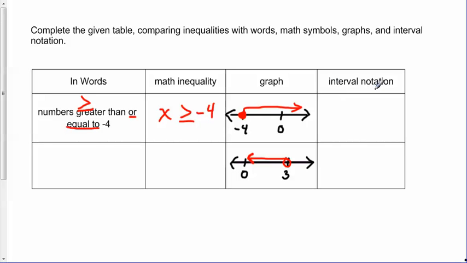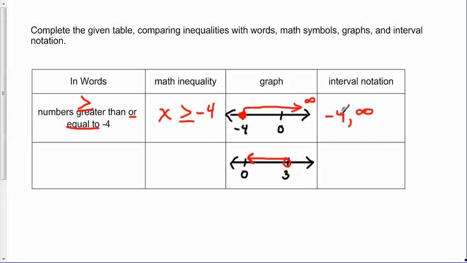Now, in terms of interval notation, we want to just look here at the number line to get our clue of where we start and where we end. When we look to the left, we say, well, how far does this thing go to the left? To the left, it goes to -4. And then when we say, how far does it go to the right? We're going to put a comma there. Well, it goes forever to the right. And when we talk about going forever, mathematically, we use this infinity symbol. It's like a sideways 8. So it's going to go all the way to infinity.